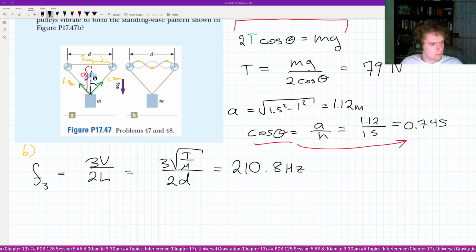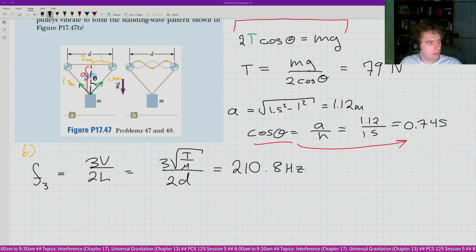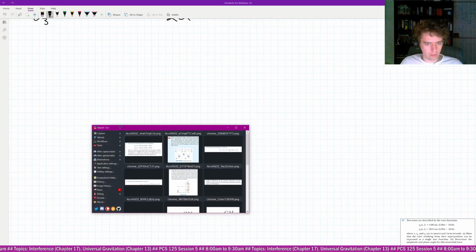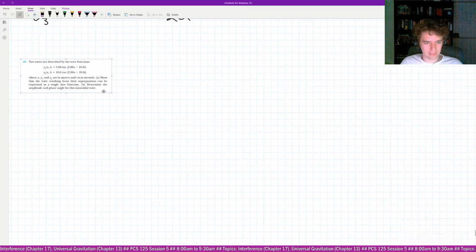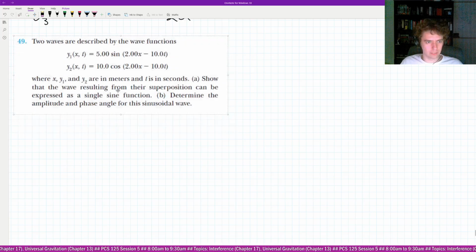49 is a little odd. Let's see. Maybe it's one of the last questions of the section, so I'm surprised to see a question like it, but maybe it's more difficult than we realize.